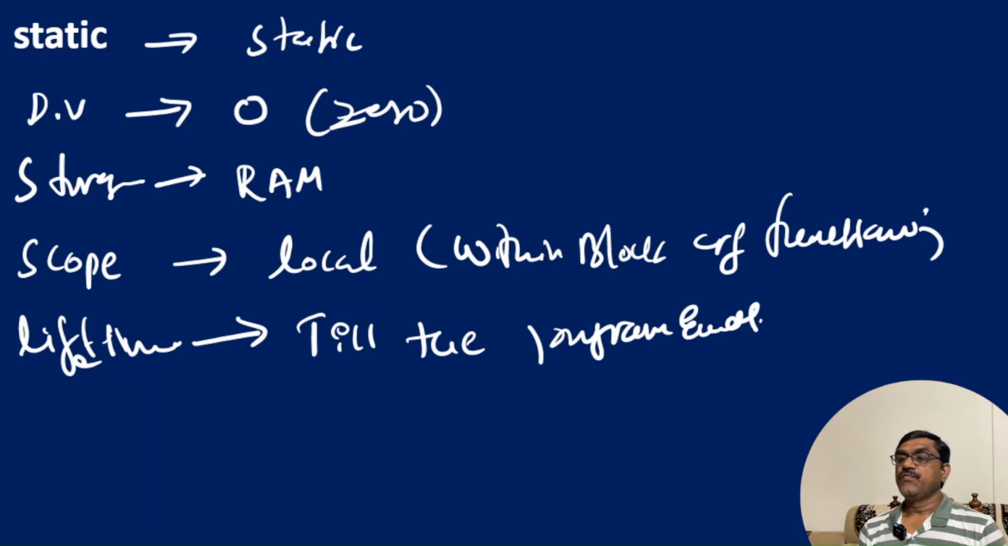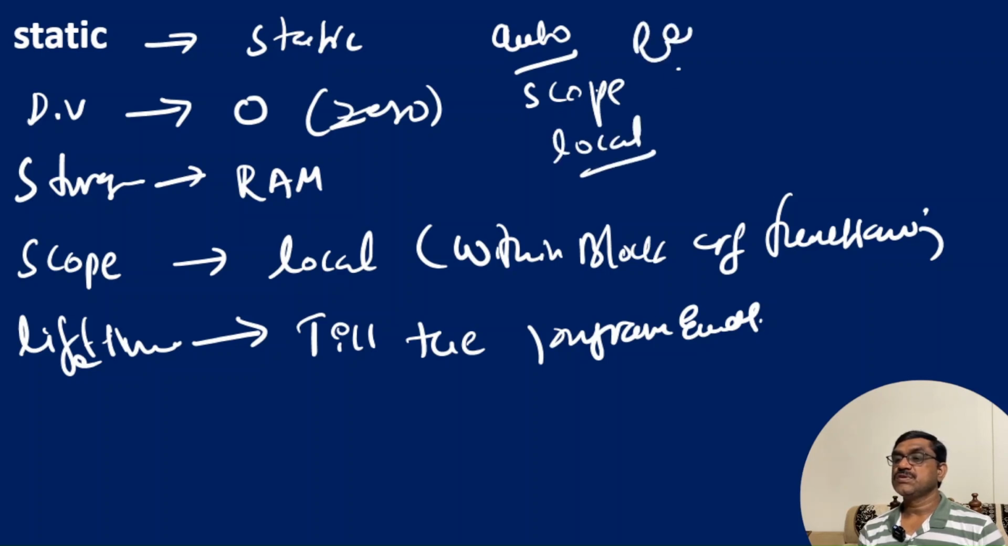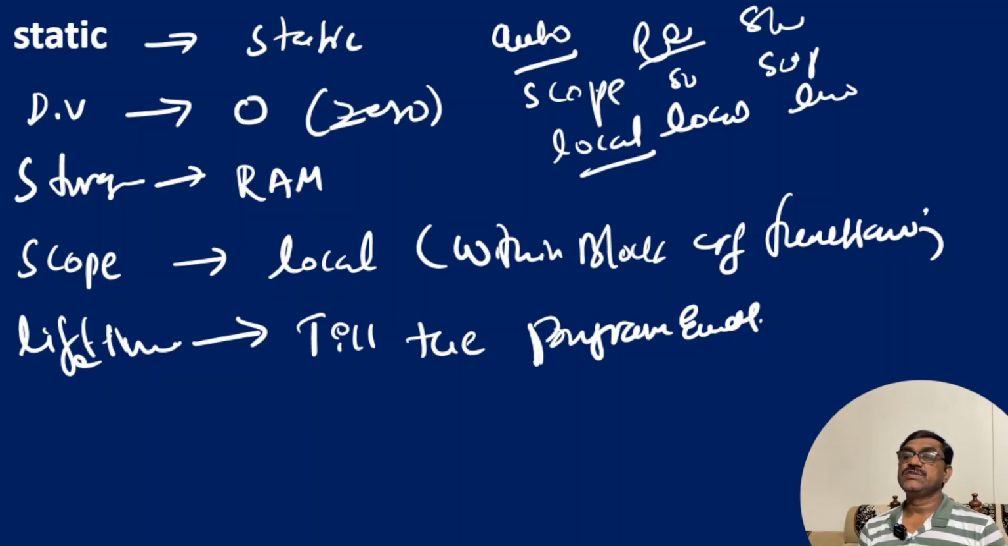See here, for automatic storage class variable, the scope is local. For register also, the scope is local. For static also, the scope is local. When you talk about the lifetime, the automatic storage class lifetime is till the function terminates. For register storage class, the lifetime is till the function terminates. But when you come to static, the lifetime of a static variable is till the entire program ends. And its default value is 0.